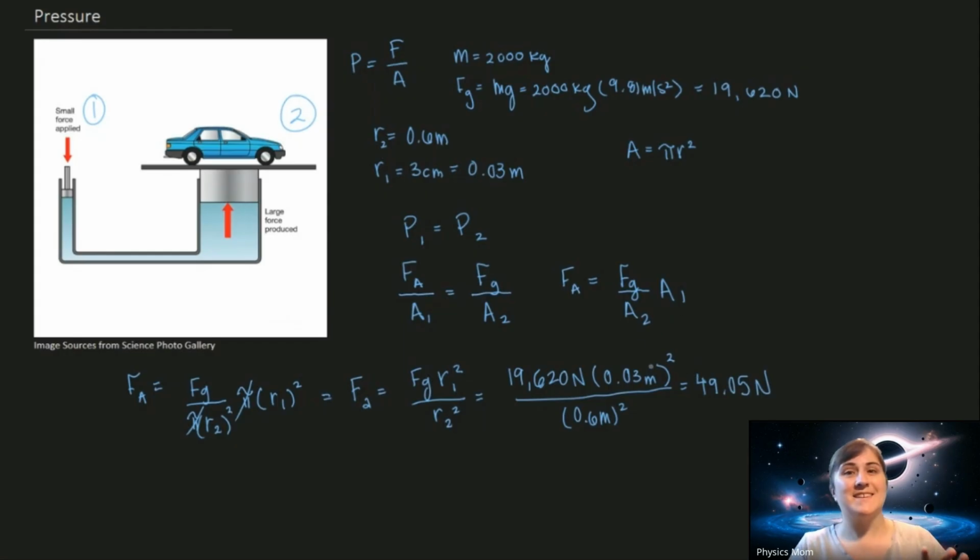Way less than the 19,620 newtons, right? Significantly less. In fact, it is about 0.25% of the force required to lift that car. So we see hydraulic lifts are very useful in terms of lifting heavy things. And that's just a little example of how we can use pressure to our benefit.